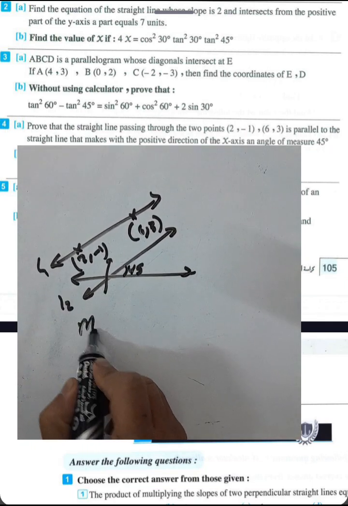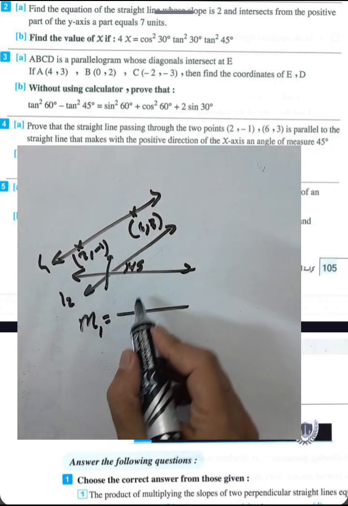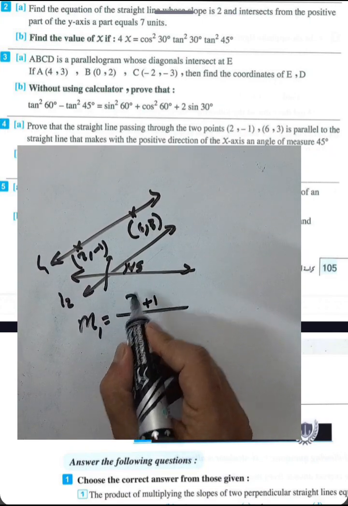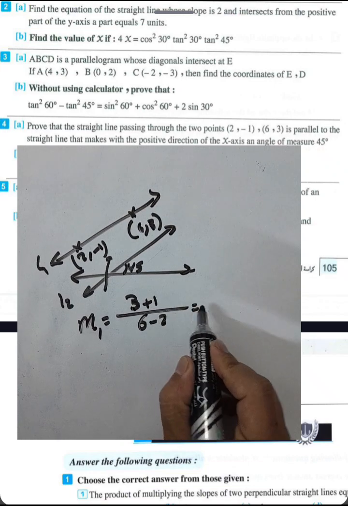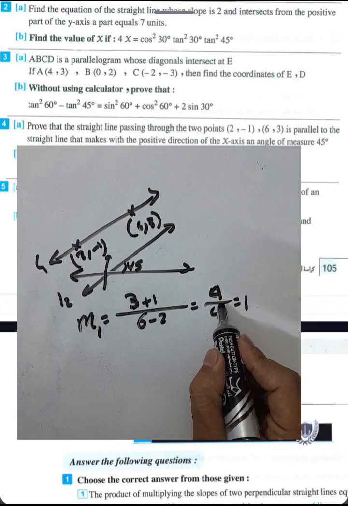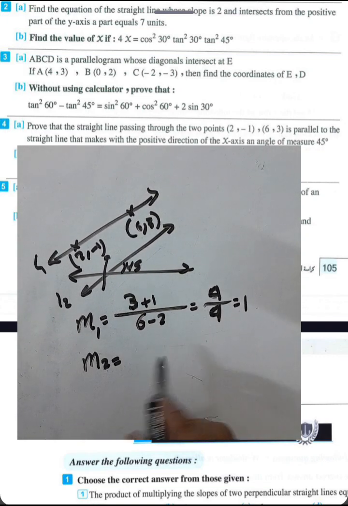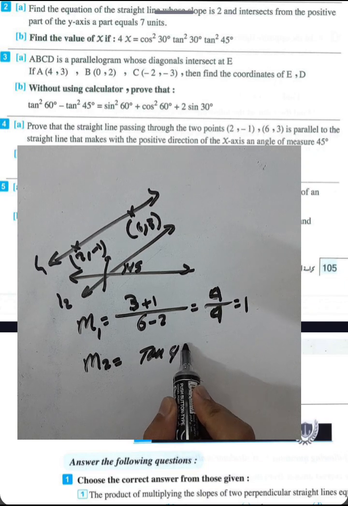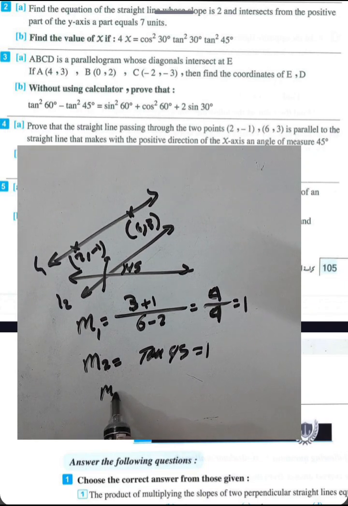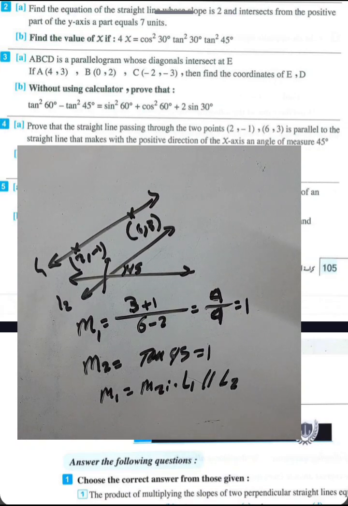We can find M1, the slope of L1, equal 3 plus 1 over 6 minus 2, it will be 4 over 4, 4 divided by 4 equal 1. The slope 2 equal tan theta, tan 45, it will be 1. Then M1 equal M2, then L1 is parallel to L2.